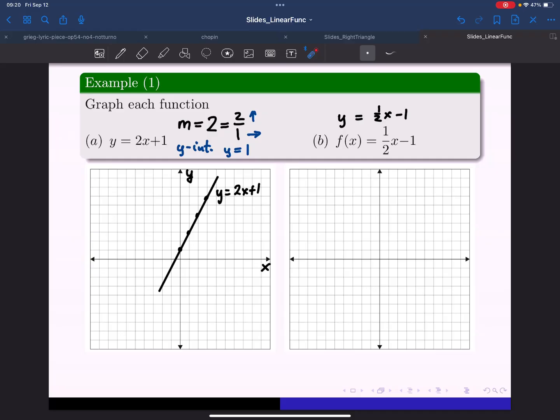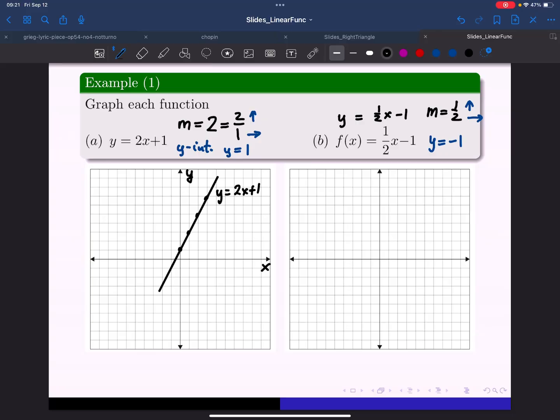So as before, the number standing by x is the slope. So my slope is 1/2. That means my rise is 1 and my run is 2. So we're going to go 1 up and 2 to the right. And the number standing by itself is called the y-intercept. So the y-intercept in that case is -1.